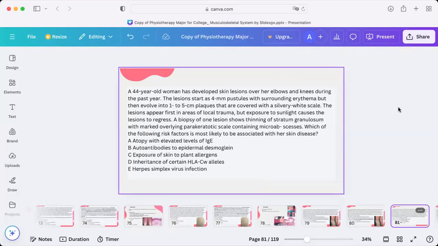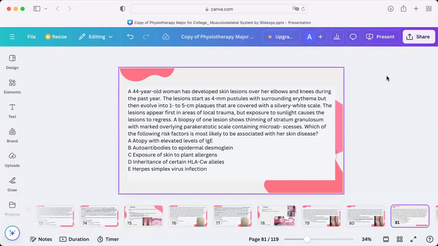We'll do another question. This is a bit of an annoying question, but I know you guys are going to do good. We have a 44-year-old woman that developed skin lesions over her elbows and knees during the past year. The lesions started as 4 millimeter pustules with surrounding edema, but then evolved into 1 to 5 centimeter plaques covered with a silvery white scale. The lesions appear first in areas of local trauma, but exposure to sunlit areas causes the lesions to regress. A biopsy of one of the lesions shows thinning of the stratum granulosum with marked overlying parakeratotic scale containing microabscesses. Which of the following risk factors is most likely to be associated with her skin disease?